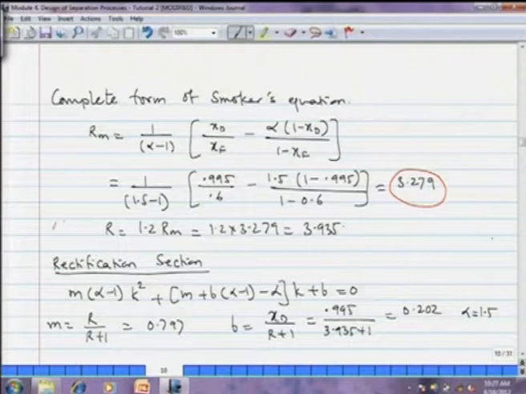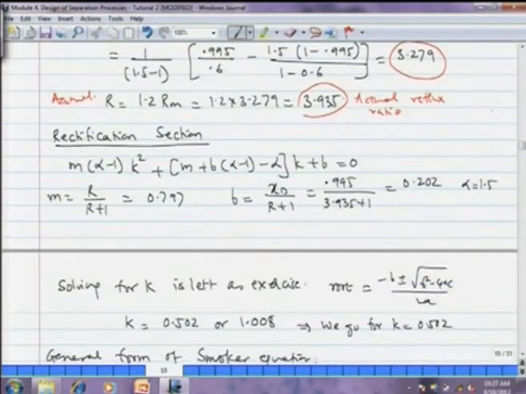The actual reflux ratio R is 1.2 times the minimum reflux ratio. So, 1.2 into 3.279, that is 3.935, that is actual reflux ratio. Now, having done this, we have to solve the quadratic equation for the rectification section. This was derived in the previous class. The equation is m into alpha minus 1 into k square plus m plus b into alpha minus 1 minus alpha into k plus b equal to 0.